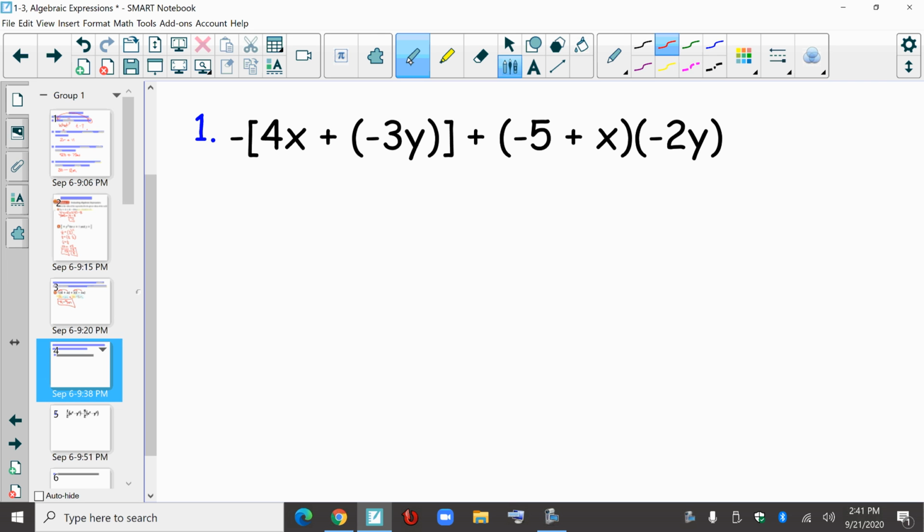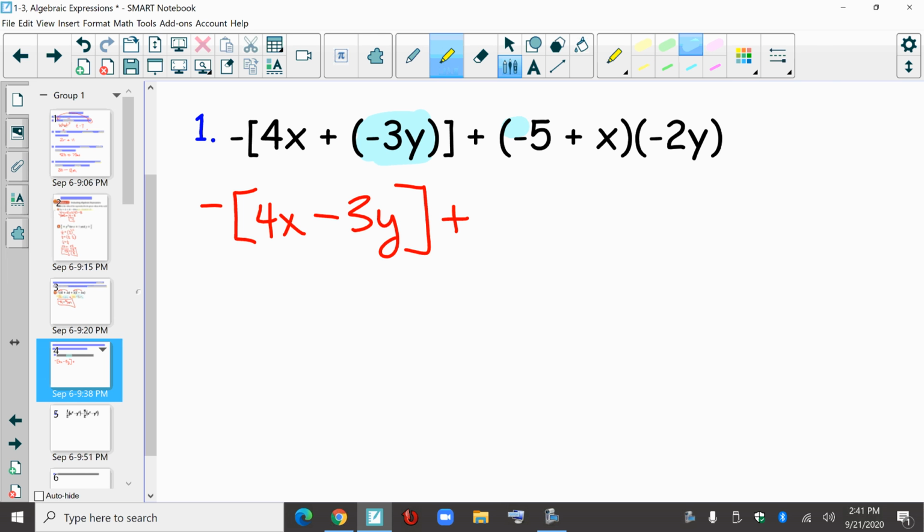So I'm going to look for any brackets, and I have some. So I recopy everything to the left of the bracket and the first term in the bracket. And then I come to this first parenthesis and I ask myself, do I need the parenthesis around the negative 3y? And the answer to that is no, you do not. So you drop it down and close the bracket.